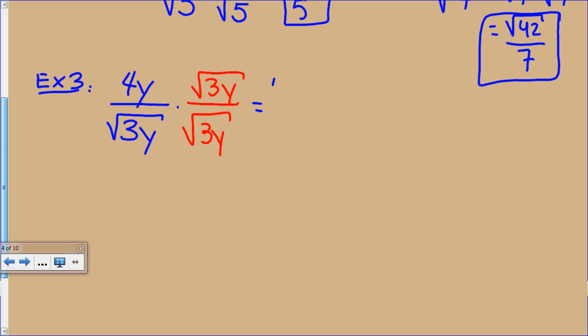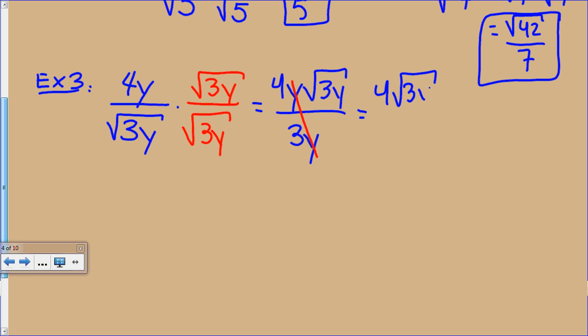Okay, so we're going to multiply the top, outside and inside, and the bottom. The square root of 3y times the square root of 3y is just 3y, right? So what about the y? Well, that's exactly right. y in the top, y in the bottom, gone. So our final answer is going to be 4 square root of 3y all over 3. Well done.